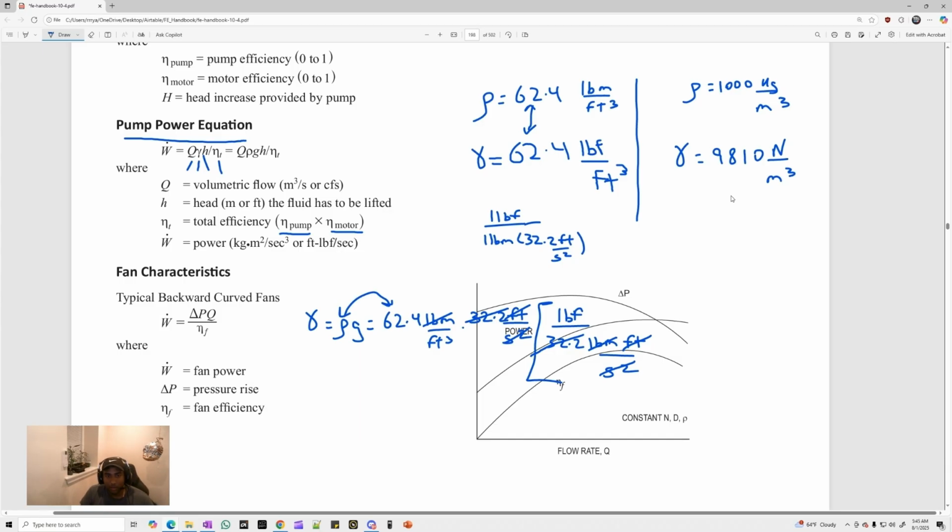So that's a little bit confusing. You can see also that I have memorized the specific weight and the density of water in the English system, just like I have it memorized for the metric system. I know that 1,000 kilograms per cubic meter is the density of water, and 62.4 pound mass per cubic foot is that for the English system. So I recommend you memorize these quantities.